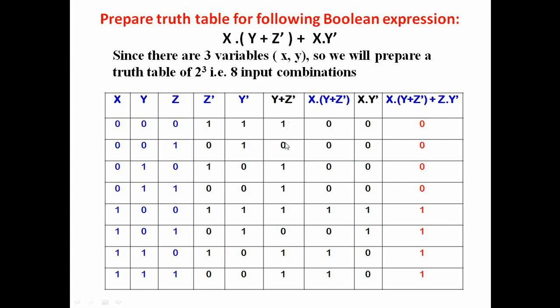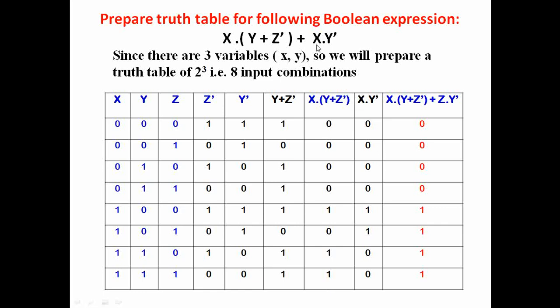So each row of this column will be multiplied with each row of this column. So 0 into 1 is 0, 0 into first 4 are 0, so they will give 0 in the output, right? And last 4 are 1, so 1 into 1 is 1, 1 into 0 is 0, 1 into 1 is 1 and 1 into 1 is again 1, right?